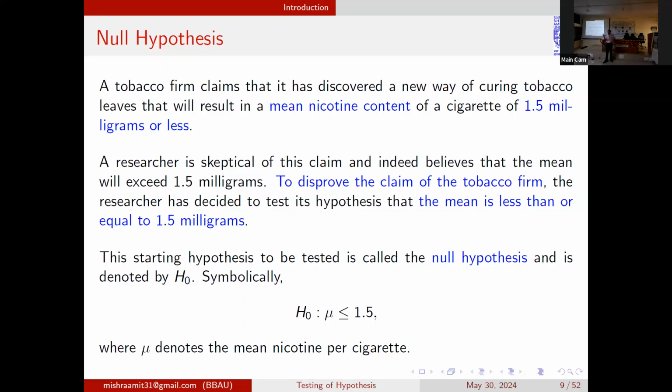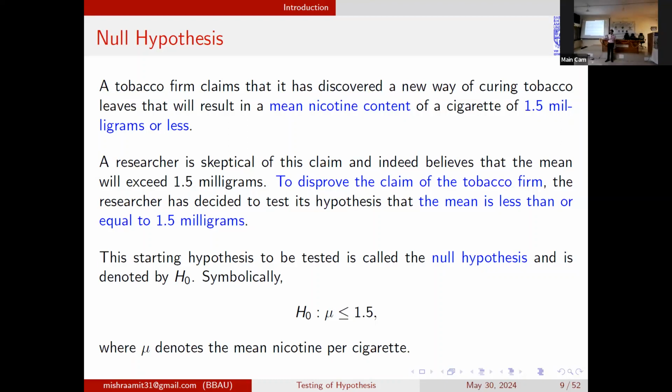Now remember, whatever your hypothesis, that means what you want to prove, because the researcher wants to prove it, you take the complement of that as the null hypothesis. Why? Because the researcher wants to discredit the statement given by the company. So the statement given by the company will be the null hypothesis. Remember, it is the null hypothesis because the researcher wants to discredit it. So what is the null hypothesis? In simple language, the null hypothesis is that hypothesis which we want to test for possible rejection.